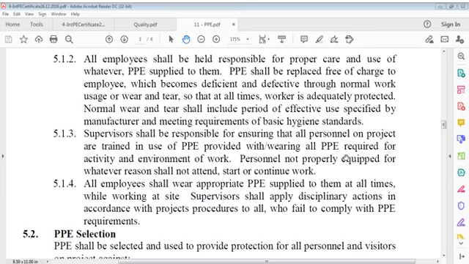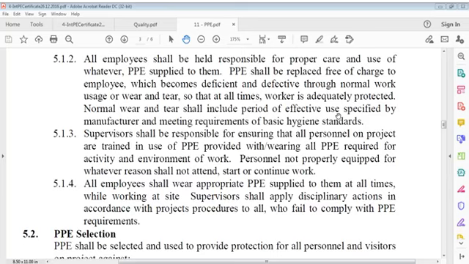Supervisors shall be responsible to ensure that all personnel on the project are trained in use of PPE, provided with and wearing all PPE required for the activity and environment of work. Personnel not properly equipped, for whatever reason, shall not attend, start or continue work. Very important point.